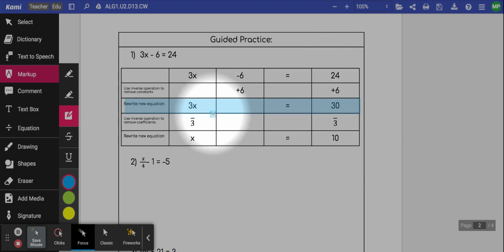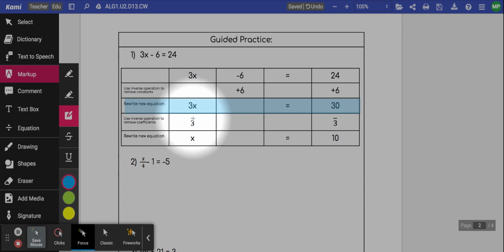Okay, so my next step is I look at this 3x and I see that they're smushed together. If you look at the inverse operations chart, which is over there, it tells you that this is multiplication. When they're smushed together like that, it tells me that they're multiplying. I have 3 times x, or 3 x's. So the inverse of multiplication is division. I have to divide by 3.